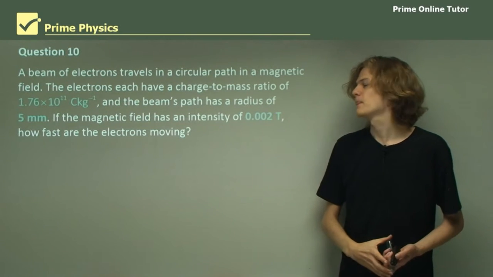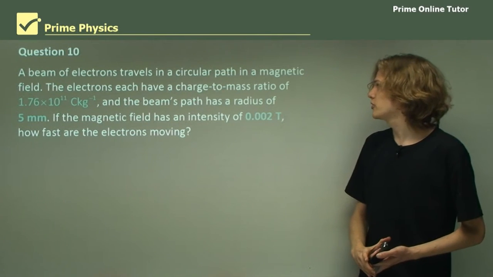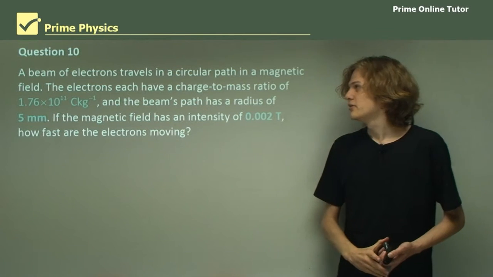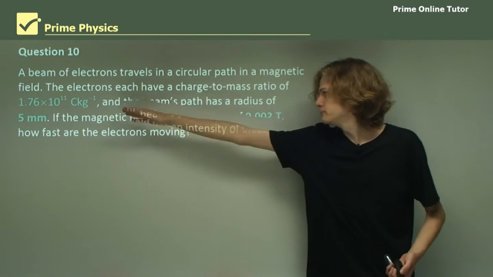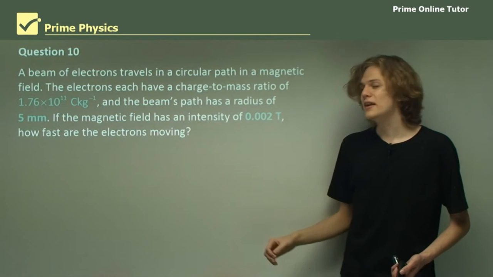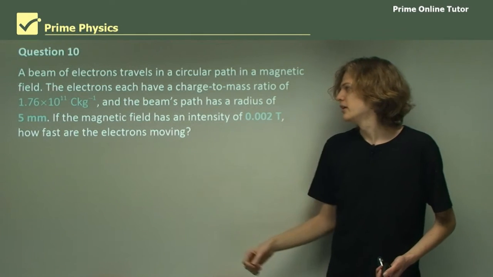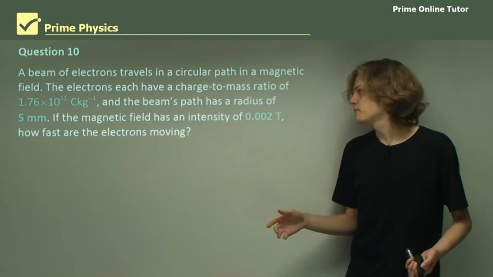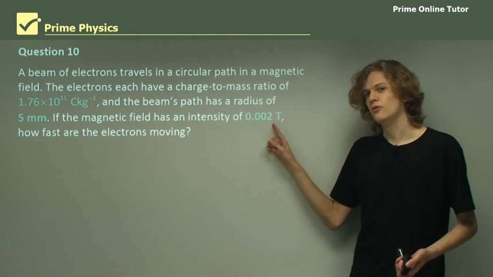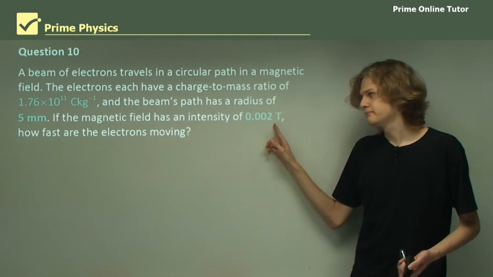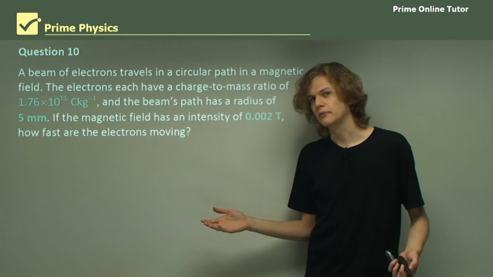Question 10. A beam of electrons travels in a circular path in a magnetic field. The electrons have a charge to mass ratio here. The beam's path has a radius of 5 millimeters. Now, if the magnetic field has an intensity of 1,000th of a Tesla, then how fast are the electrons moving?